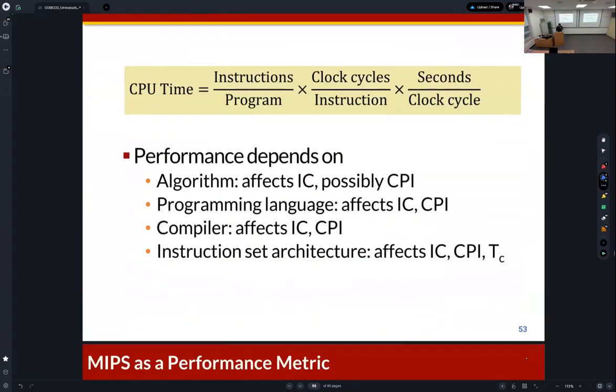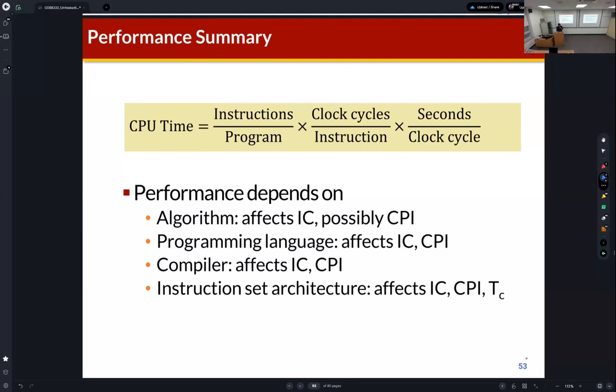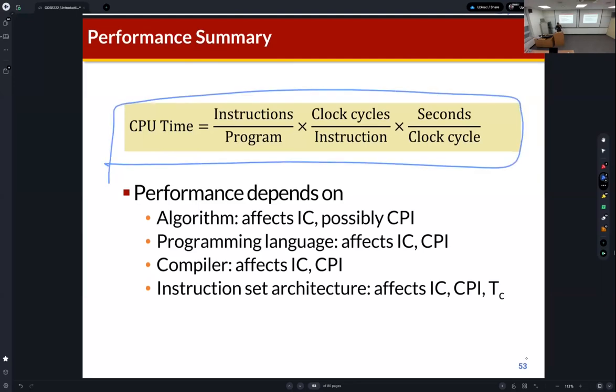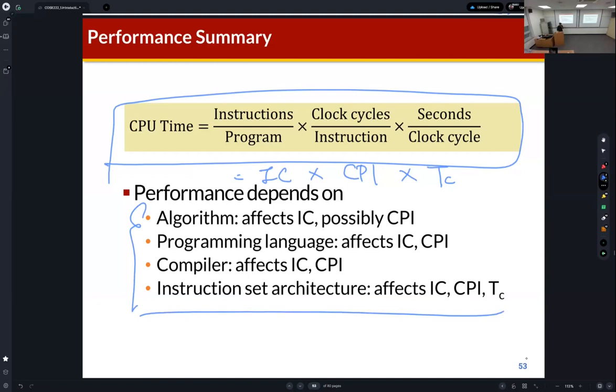Okay, so this is a summary. You need to remember this equation. I said this equation is very important. The execution time is instruction count multiplied by CPI multiplied by clock period. Then as I explained, different parts of software and hardware influence different terms of the CPU time. Okay, so I will stop here.